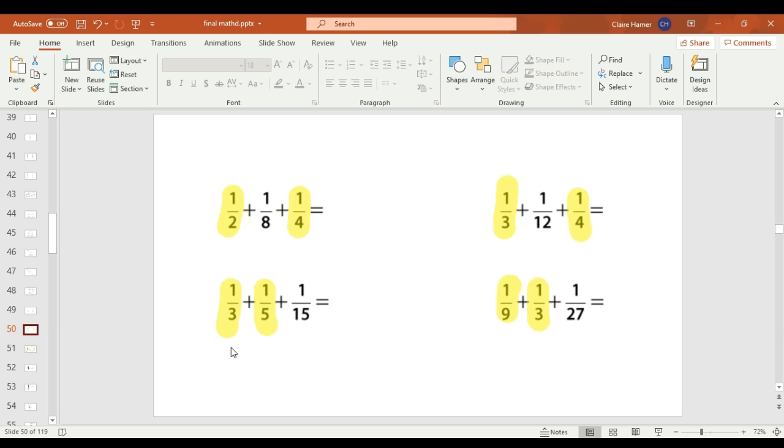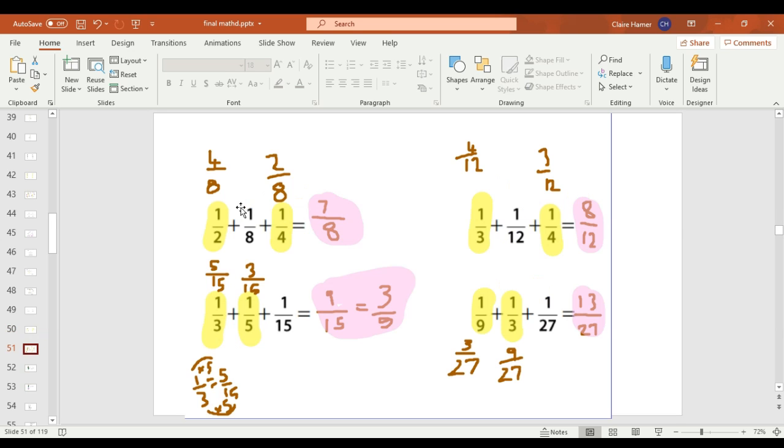Right, let me show you my workings. I made a half 4/8, I just knew that. A quarter 2/8, I knew that as well, so my answer is 7/8. And then I got 9/15, which is equivalent to 3/5. 8/12, 13/27. How many did you get right?